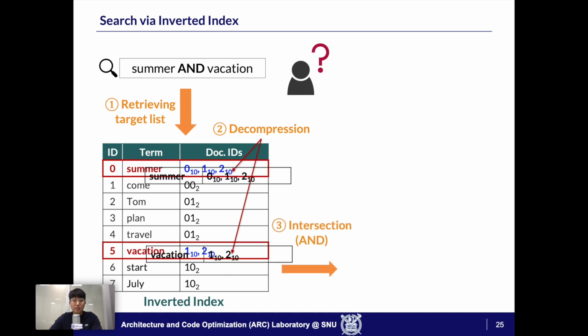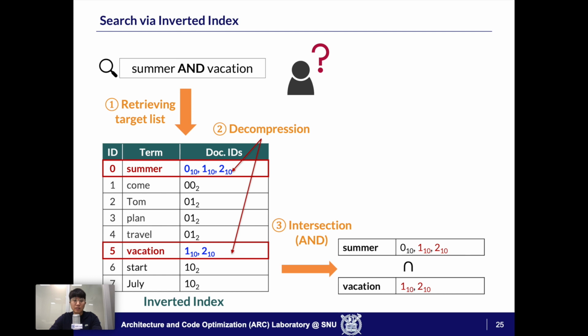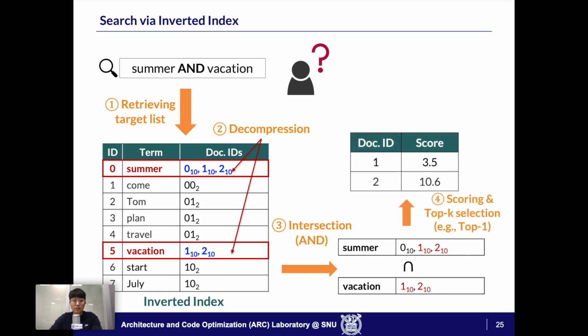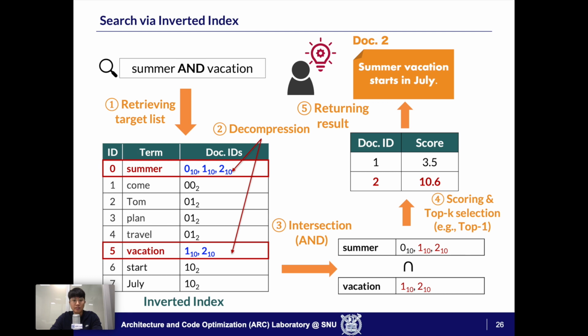Third, the engine finds common documents through the intersection. Fourth, the engine scores the relevance between the query and candidate documents. Finally, the engine selects the top K results from the candidates. After that, the search engine returns the documents to the user. The 2U architecture supports decompression, set operations, and scoring in this process.